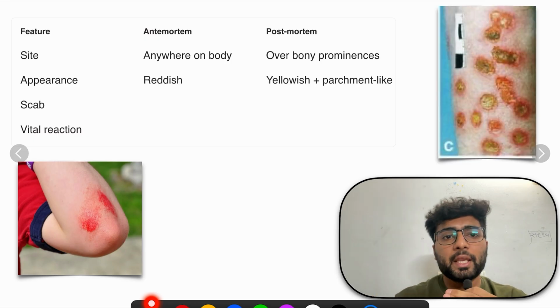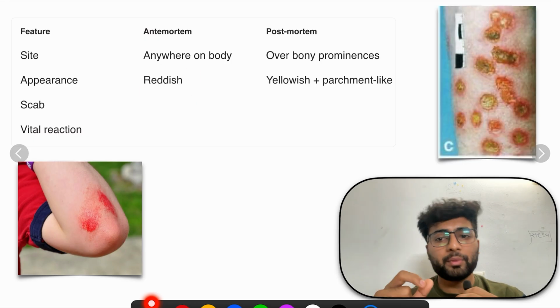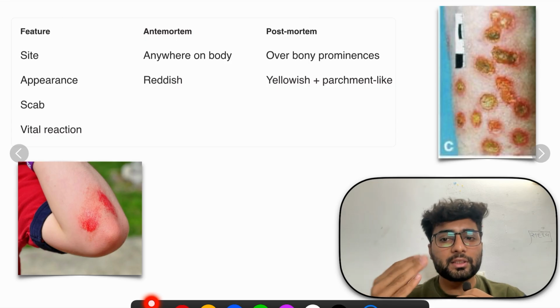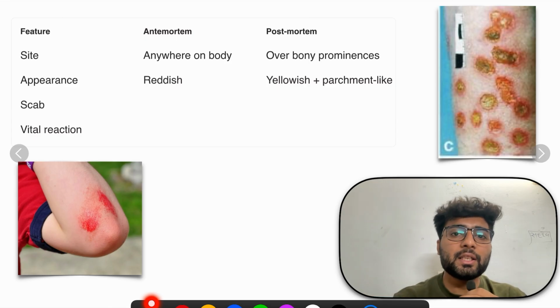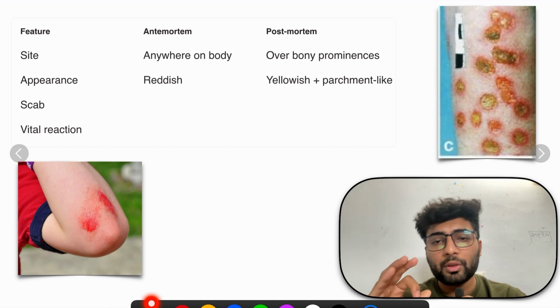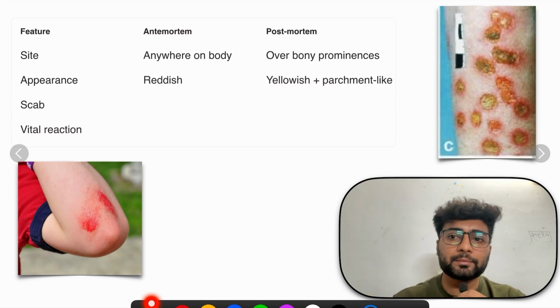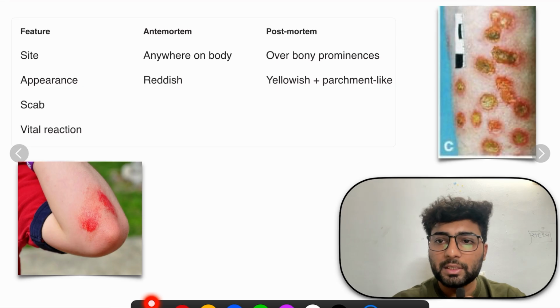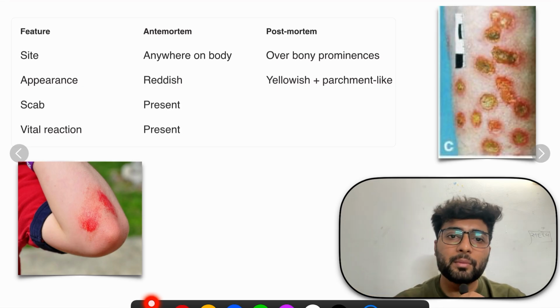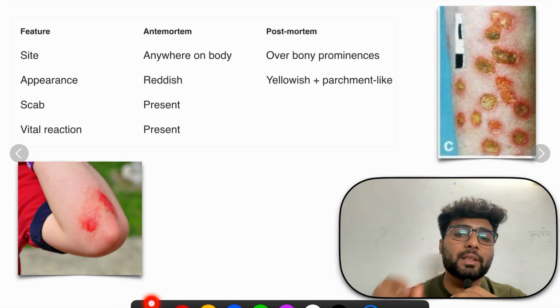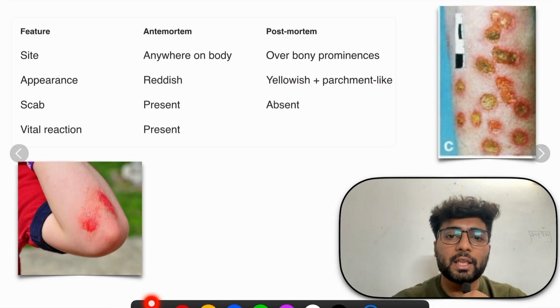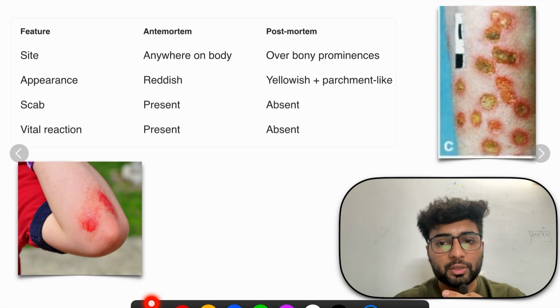Now appearance, see, here there is reddish appearance because there is inflammatory reaction, the person is alive. After death it is just yellowish parchment-like, there is no inflammation, no reddish appearance. Okay, parchment, these are spots over here that you can see, yellowish spots. Now scab and vital reaction are present in antemortem because the person is alive, while absent in the postmortem abrasions.